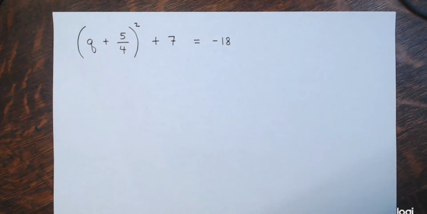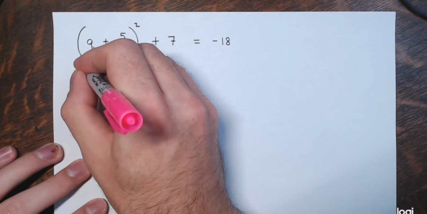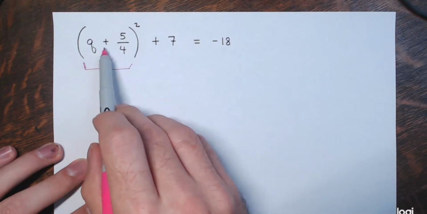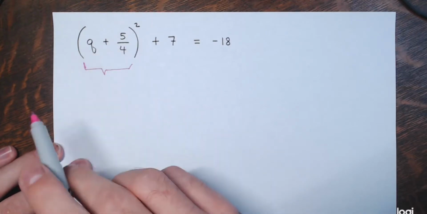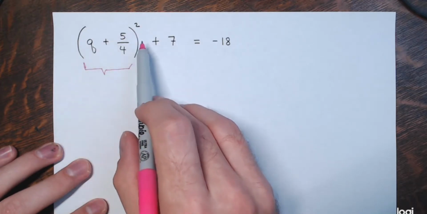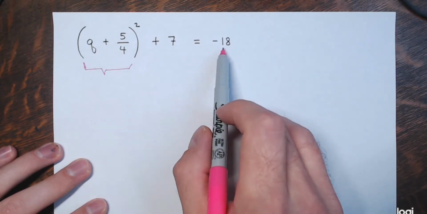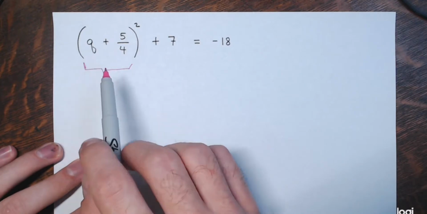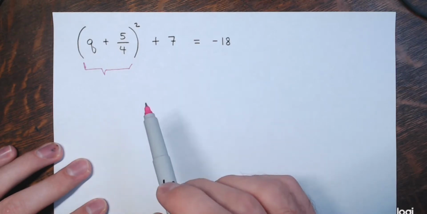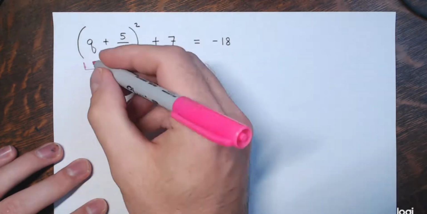So as I said with the first equation, the first question, you have this expression with a variable being squared. Only now it's not just q squared, it's an entire binomial. There's multiple terms. But still, there is an expression with a variable being squared, and then everything else doesn't have that variable. The plus 7, the minus 18, those don't have q attached. So once again, I have a variable in a square and no variables outside that square. So that's an indication that I can solve this with the square root property.